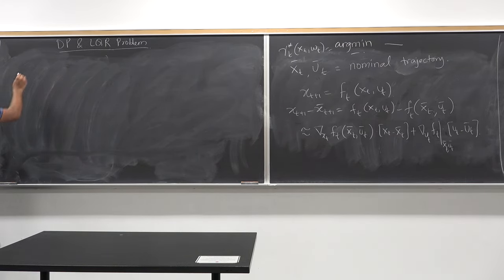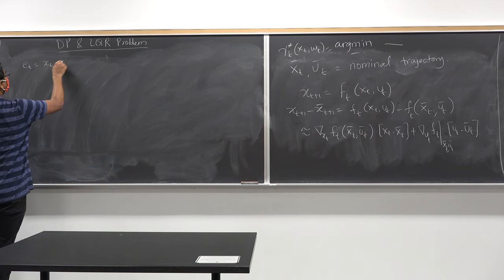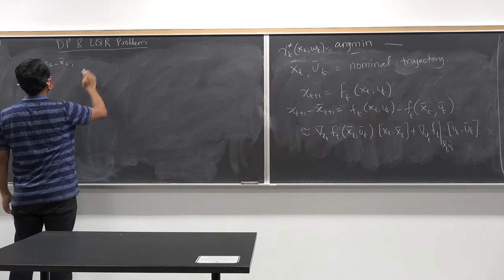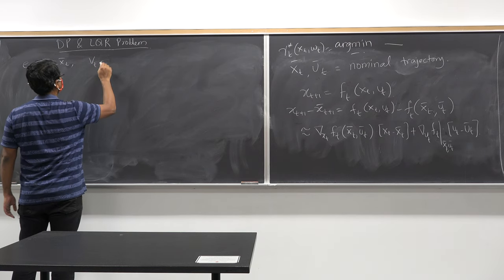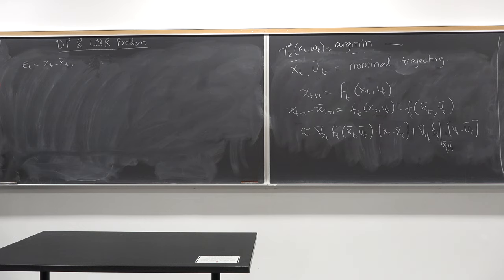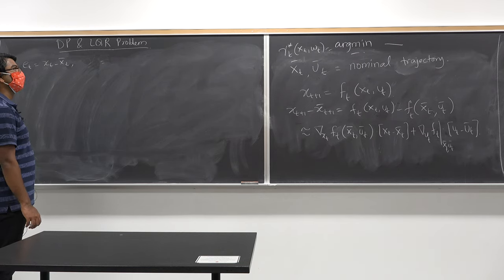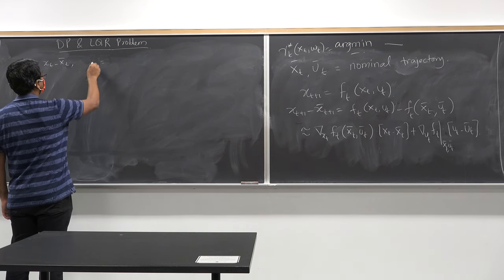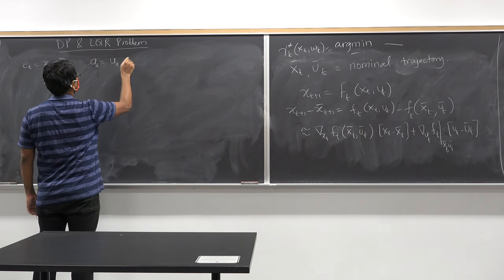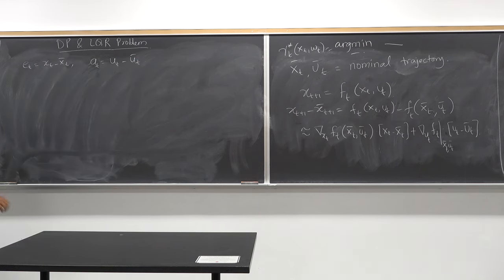Let's rename it as a new variable. Let me call it error. And what was the other thing? Let me call it v_t. No, v_t is already used. What should I take? I'm trying to think of, let me write a_t, okay, a_t is fine, for u_t minus u bar t. So I'm just renaming the variable.